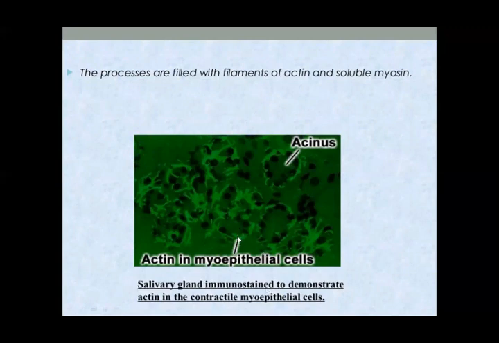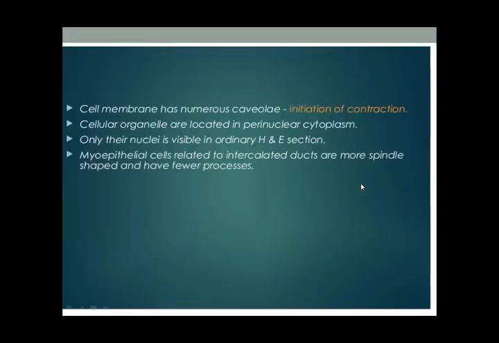This is the myoepithelial cells. Again, it has numerous processes for initiation of contraction. Cellular organelles are located in the perinuclear cytoplasm. Only the nucleus is visible in an ordinary hematoxylin and eosin section. Myoepithelial cells related to intercalated ducts are more spindle shaped and have few processes.